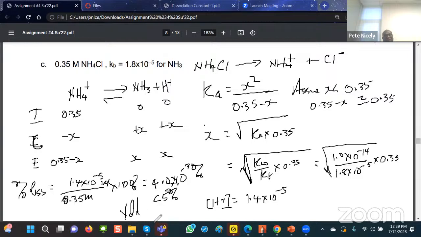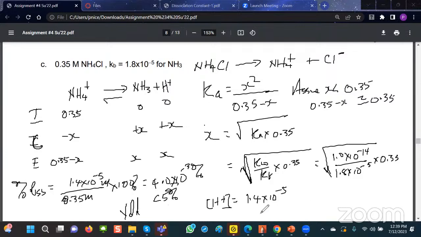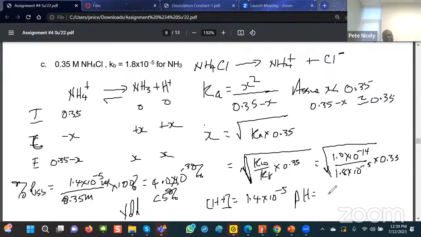So what does that mean? What's the next step? We can plug the H plus value into the pH equation. Exactly. So pH would be equal to minus log of 1.4 times 10 to the minus 5. And according to my calculation, this works out to be equal to 4.85. And that's how that is done.